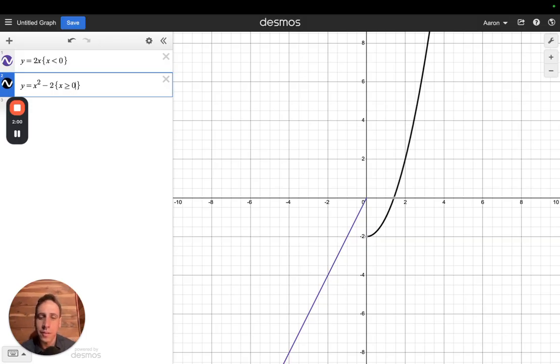And now we have something that we could see as a piecewise function. So there it is. Hope you enjoyed it. Why don't you try it out also and bring it to class.